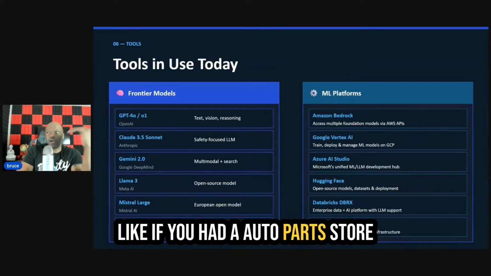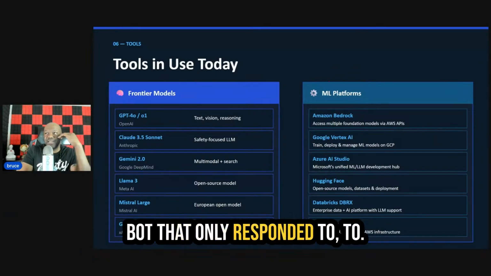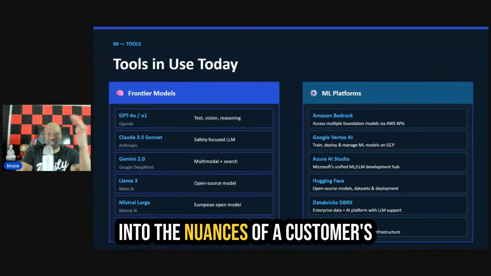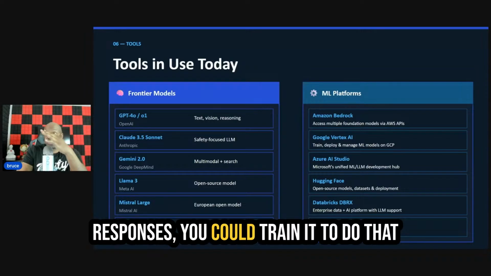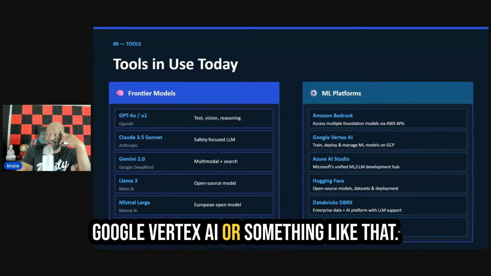Like if you had an auto parts store and you wanted to have a chatbot that only responded to knowing all the car parts and going into the nuances of a customer's responses, you could train it to do that on a platform like Amazon Bedrock or Google Vertex AI or something like that.